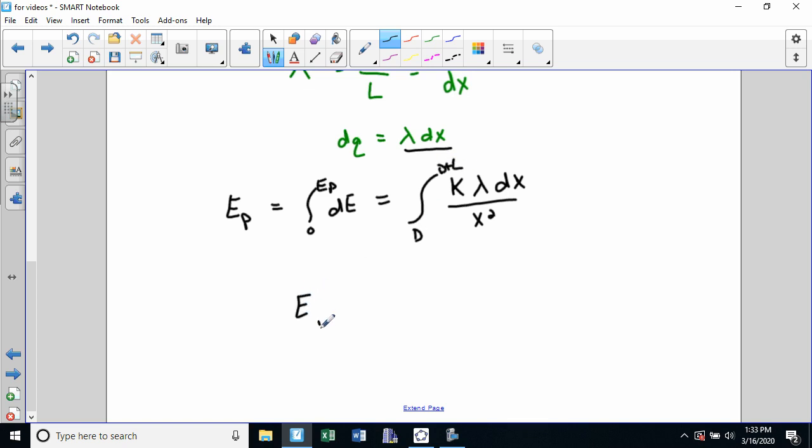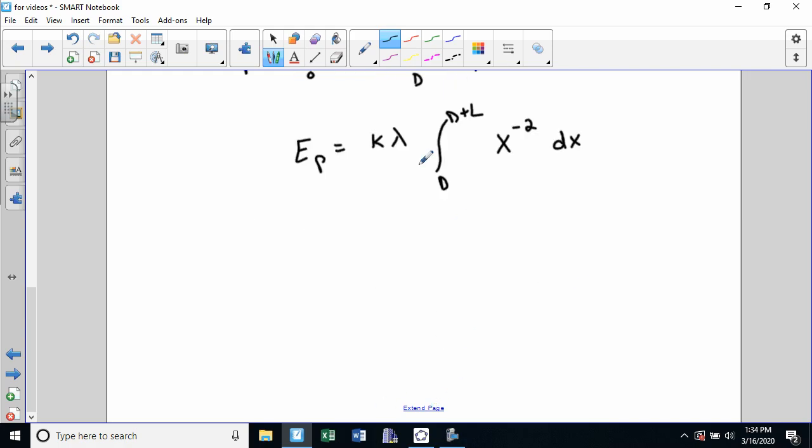I'm going to make this integral look a little bit simpler by pulling out all constants. So that's k lambda times the integral from D to D plus L, and I'm going to write 1 over x squared as x to the negative 2 dx. That's an integral that I'm prepared to do. It's not a terrible integral. We're going to add 1 to the exponent, which gives us x to the negative 1, and then we're going to divide by that exponent.